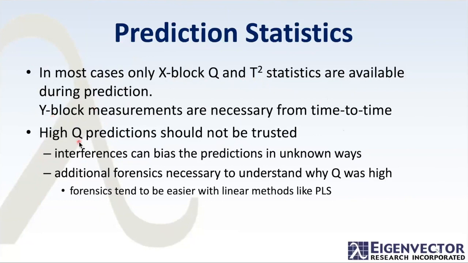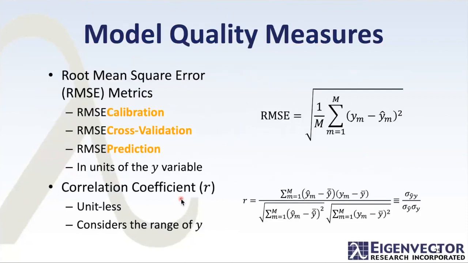Remember that high Q predictions should not be trusted. We get interferences that can bias our predictions in unknown ways. However, with these linear methods, we've got more forensics available to us to look at why it's out. And in the end, this last part, we talk about our RMSE for calibration, fit, cross-validation, estimated prediction, and our test set prediction. We love it because it's in the units of the Y variable.